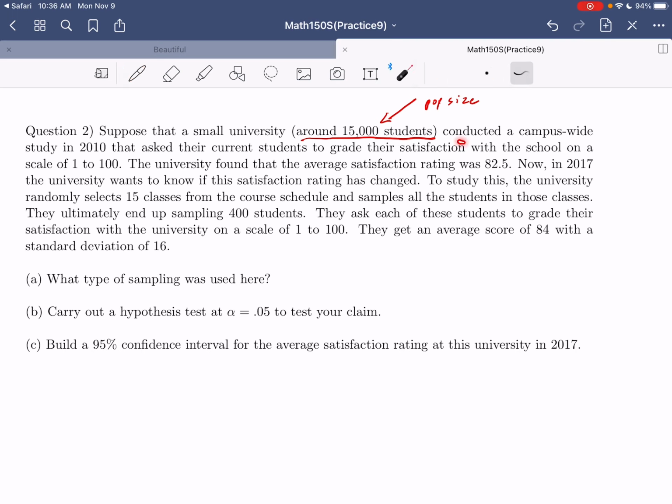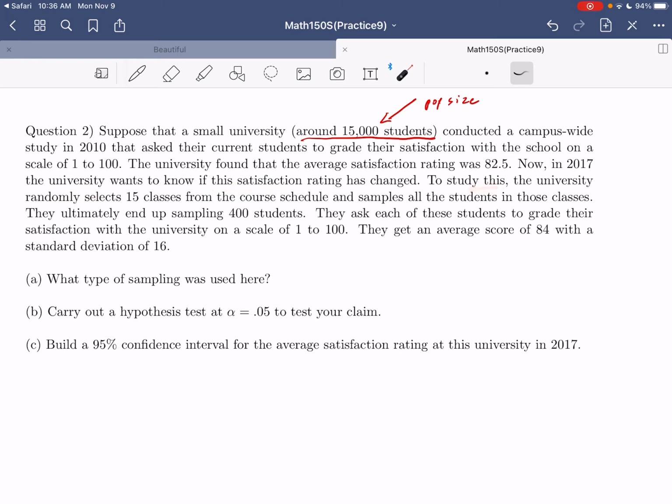We can see that they conducted a campus-wide study in 2010 that asked their current students to grade their satisfaction with the school on a scale of 1 to 10. So they found that the average satisfaction rating was 82.5. So that was in 2010. Now in 2017, the university wants to know if the satisfaction rating has changed.